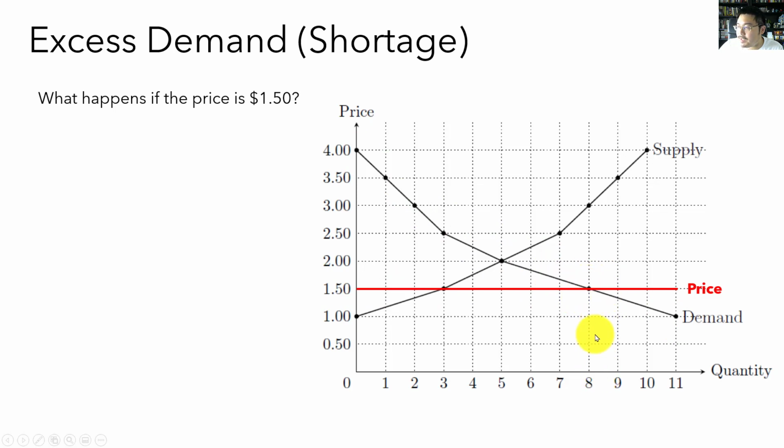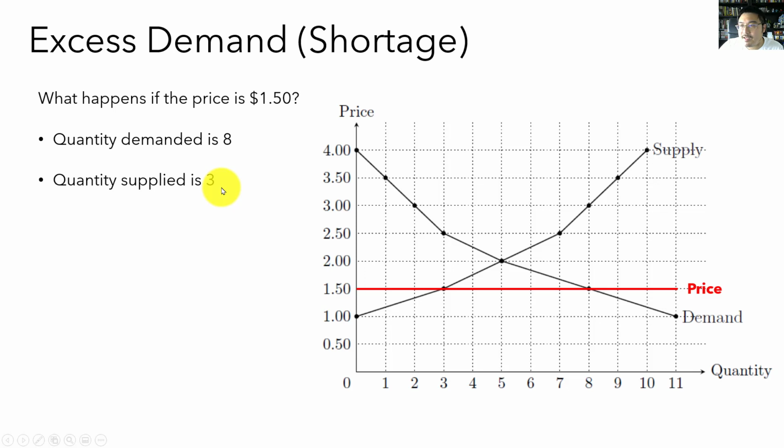And so the quantity demanded is 8, right? So when the price is 150, the quantity demanded is 8. Then let's ask what's the quantity that's supplied. To figure that out, let's look at the supply curve. Let's look at what the supply curve says at $1.50. That's right here. And so the quantity supplied when the price is 150 is 3, right? So the quantity supplied is 3.